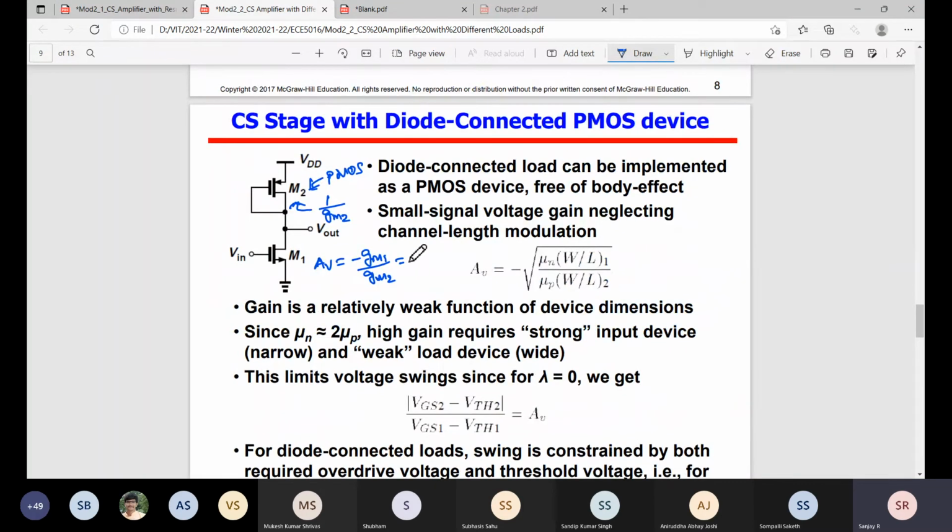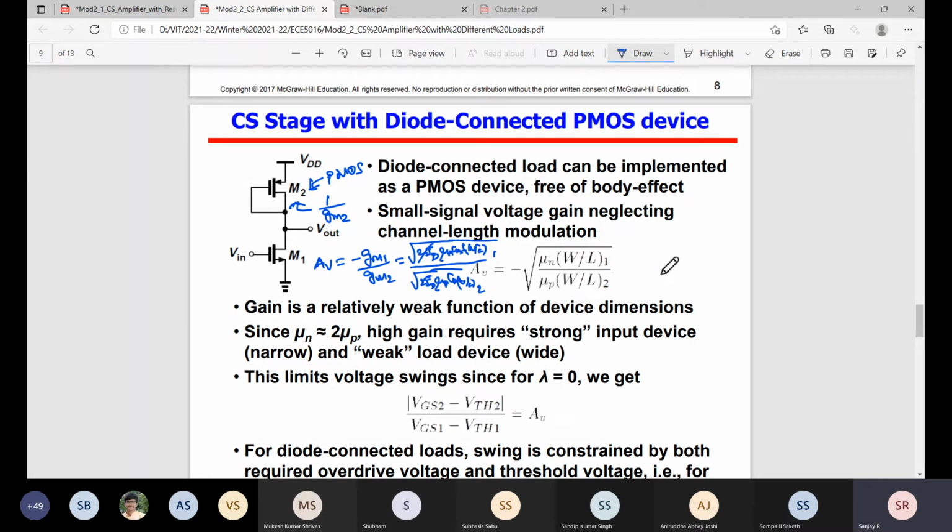So let me write it. I don't have space here. Let me write 2 id mu n Cox W by L 1 divided by 2 id mu p Cox W by L 2. Okay, so id gets cancelled. So mu n by mu p, and W by L 1 by W by L 2.